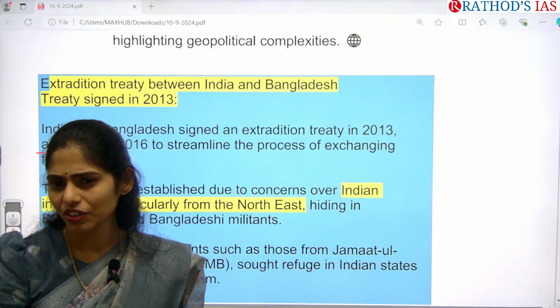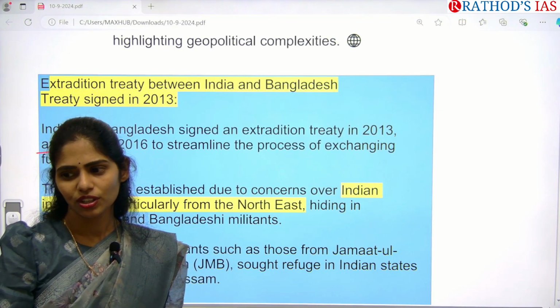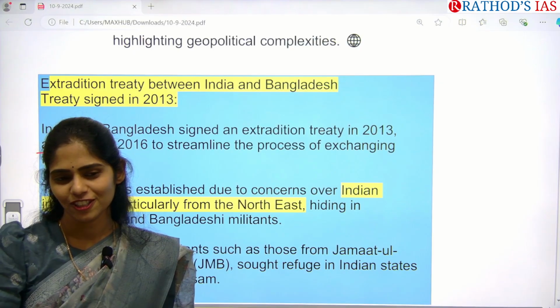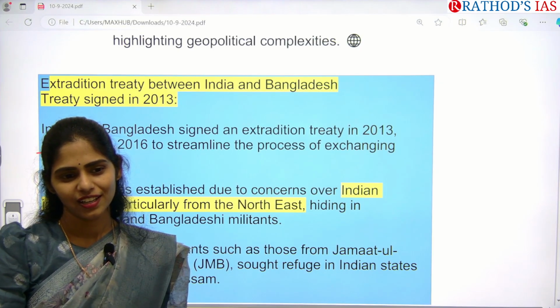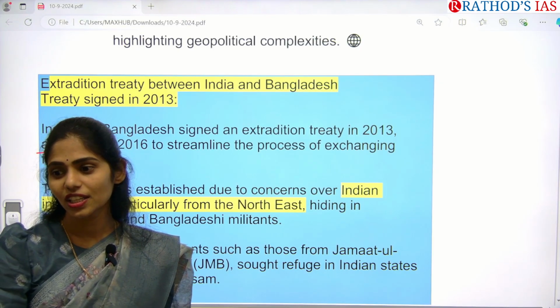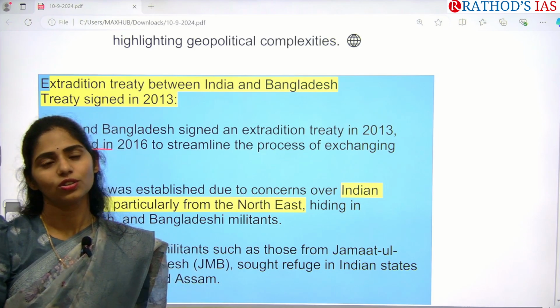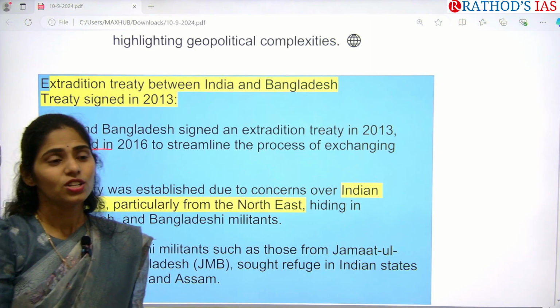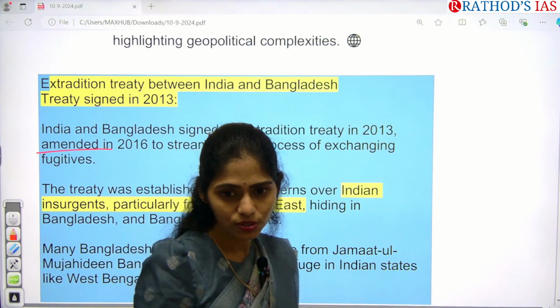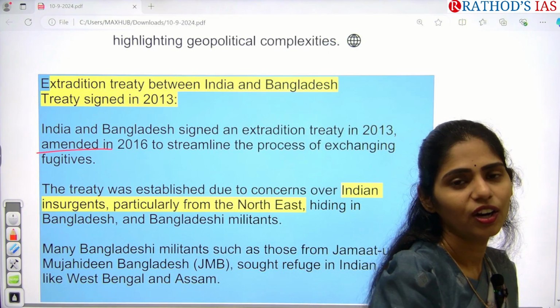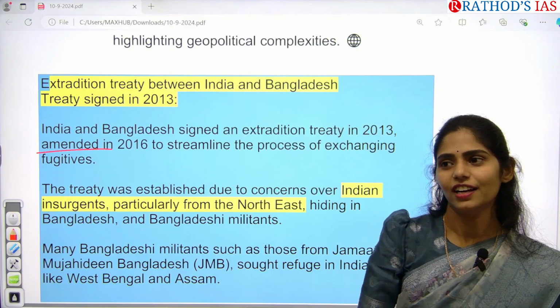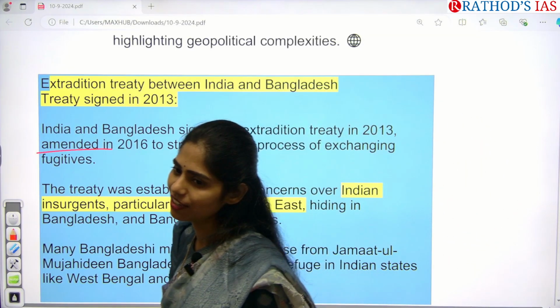Even in yesterday's question I gave, asking for your opinion, I forgot that question. Okay, CRZ, coastal regulation zone. How far is it useful? How far is it addressing the issue of environment as well as development?